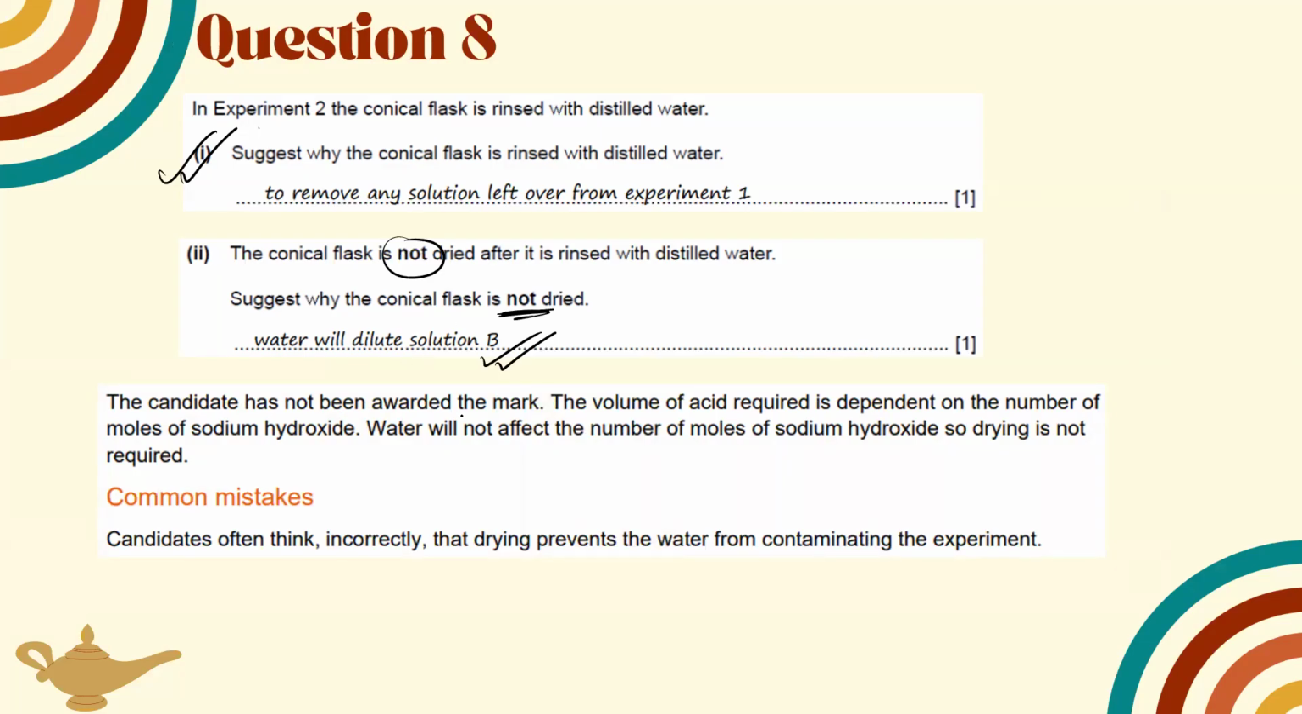The candidate has not been awarded the mark. The volume of acid required is dependent on the number of moles of sodium hydroxide. Water will not affect the number of moles of sodium hydroxide, so drying is not required. Common mistakes: candidates often think incorrectly that drying prevents the water from contaminating the experiment. No. Water can sometimes contaminate the experiment, so we have to dry it. But sometimes drying will not affect the experiment, as it will not affect the number of moles of sodium hydroxide.